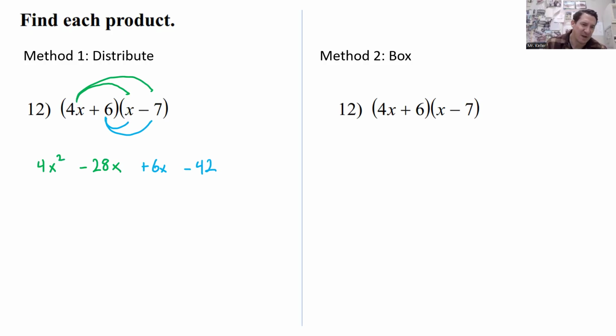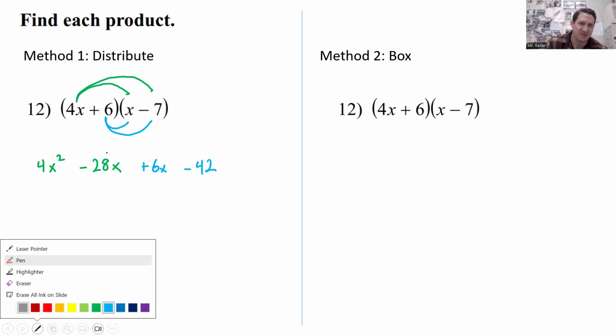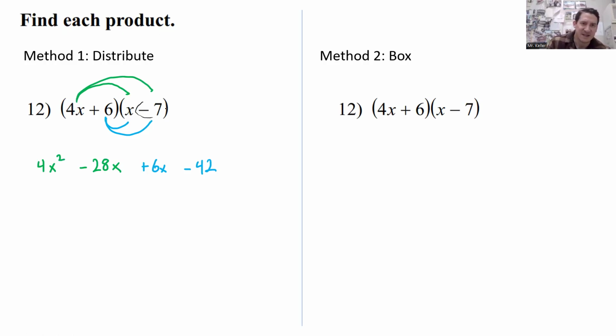So just make sure you're paying attention to those negatives. I should point this out. Treat this as a negative 7 when you're multiplying. So that's why that's a negative 28 and that's a negative 42, because we're multiplying by a negative 7. And once you're here, the like term should be in the middle. So negative 28x plus 6x, negative 28 plus 6 is negative 22x, and then bring down the rest of the polynomial. 4x squared minus 22x minus 42.